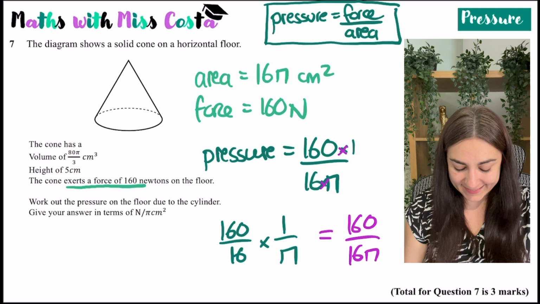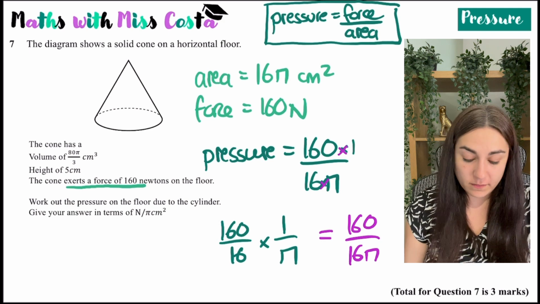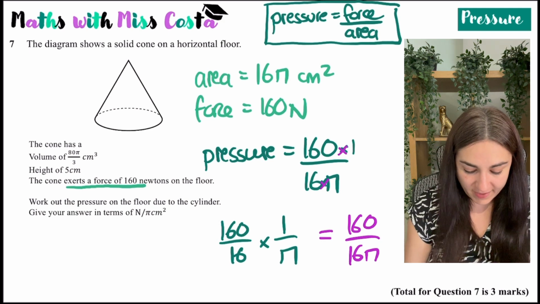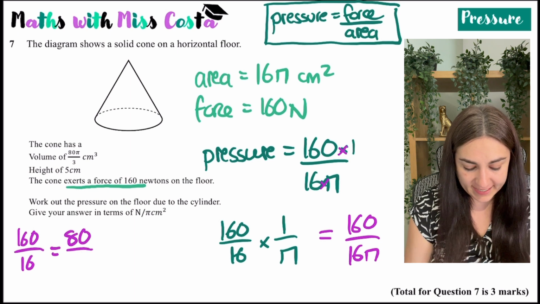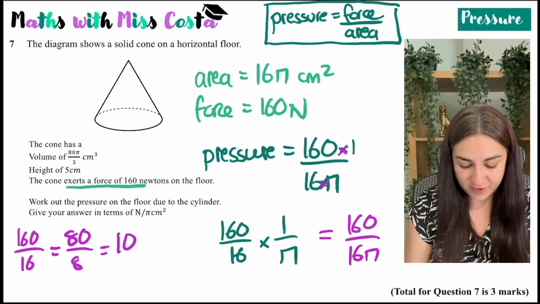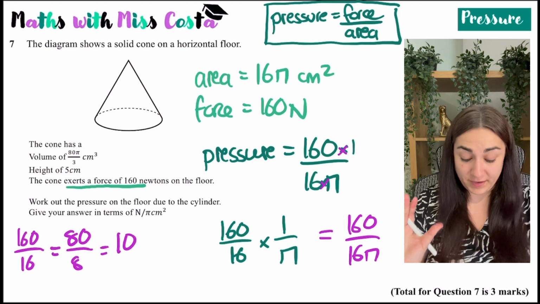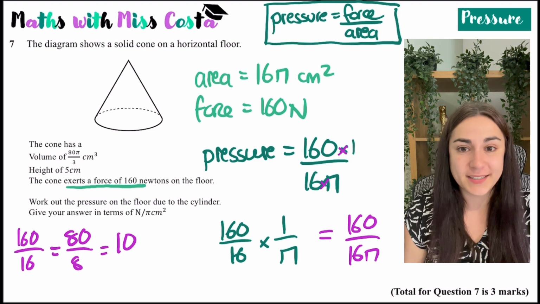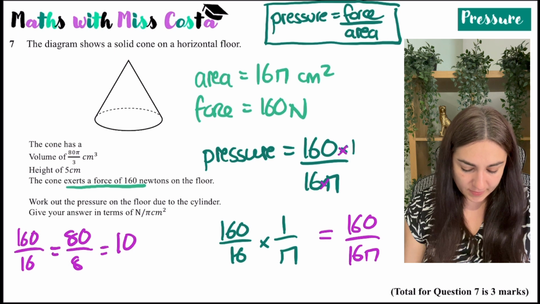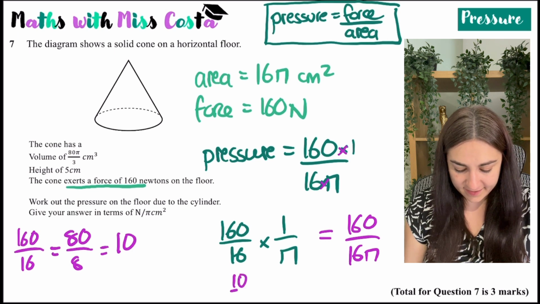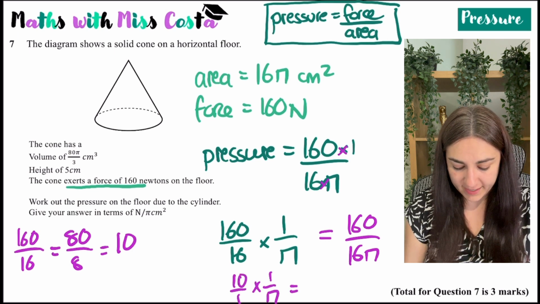160 divided by 16. Once again, if you don't notice that it's 10, then what would you do? 160 over 16, you divide by 2, so that would be 80 divided by 8, and then hopefully you notice it's 10. Don't panic. If you get something like this and your brain just freezes, just simplify with the fractions. So that would give me 10 over 1 times 1 over pi. So that would be 10 over pi.